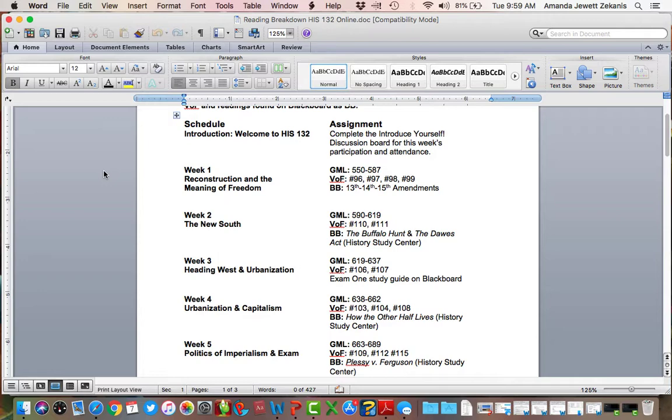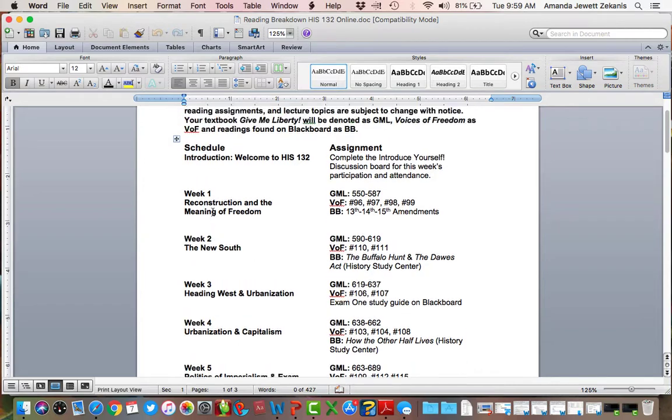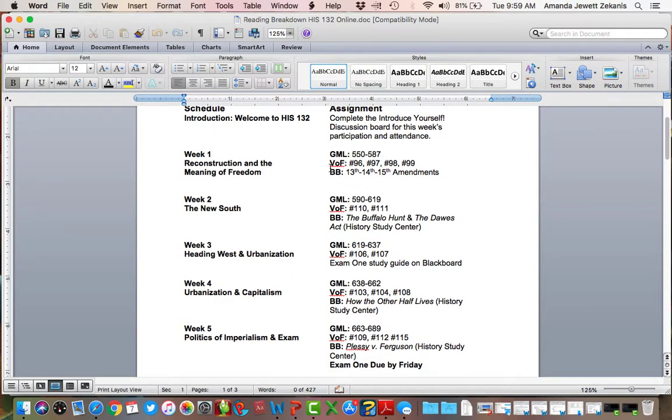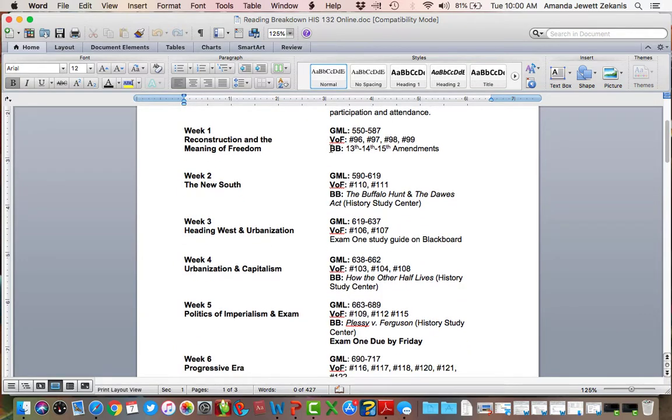Remember, that is due by the 24th of August. So this is noted up here. Give Me Liberty is GML. Voices of Freedom, our document reader, is VOF. And if there's anything on Blackboard, it's BB.